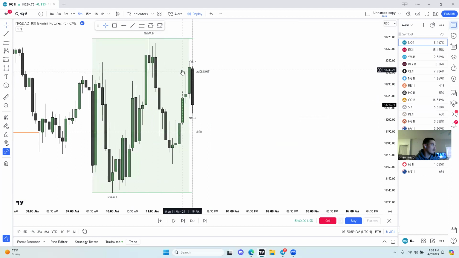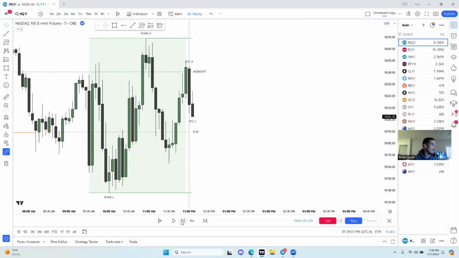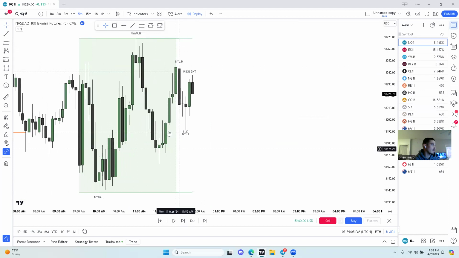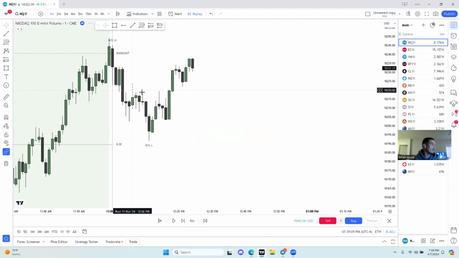Okay, so there was an inverse there, but I don't like how we're at midnight opening price there. Look, it didn't even fail. Yep, it held. I mean, let's see if we get a confirmation. It wouldn't have been bad if we get a confirmation here. We did right here. The entry was this candle.